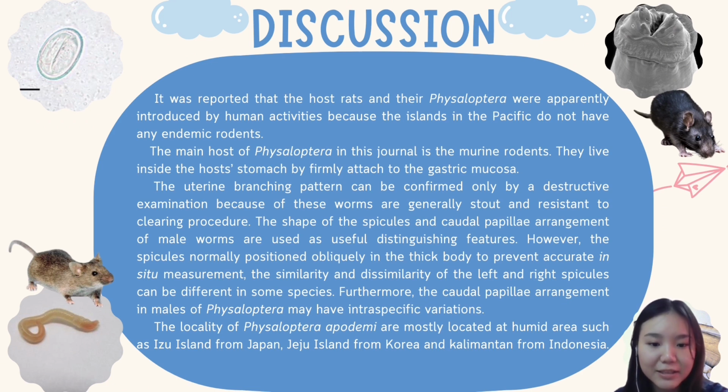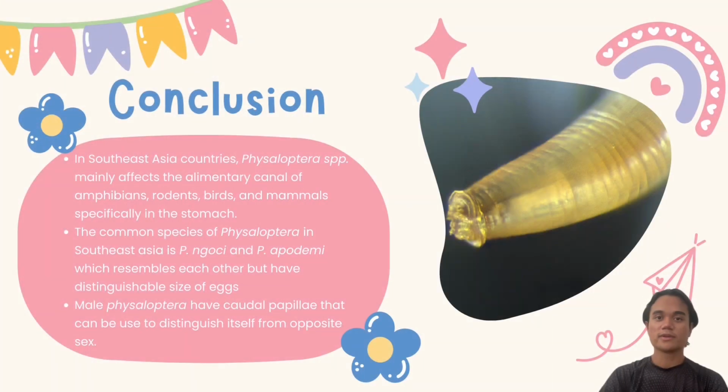The similarity and dissimilarity of the left and right spicules can be different in some species. Furthermore, the caudal papillae arrangement in males of Physaloptera may have intra-specific variations. The localities of Physaloptera apodemi are mostly humid areas such as Izu Island from Japan, Jeju Island from Korea, and Kalimantan from Indonesia. So next I will continue with the conclusion.